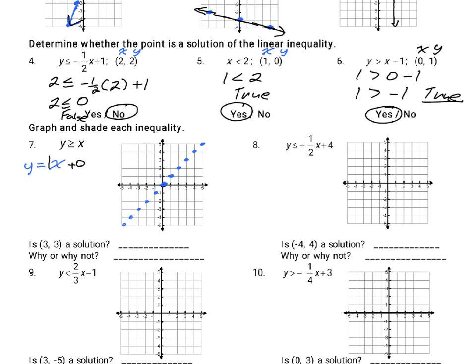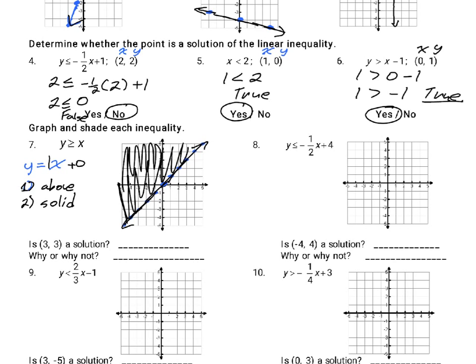Okay. Now, we said before at the very top that greater than or equal to tells us we're going to shade above. So I'm going to shade above with a solid line. So we're going to have a solid line right here that connects all these points. And we're going to shade the area above that.